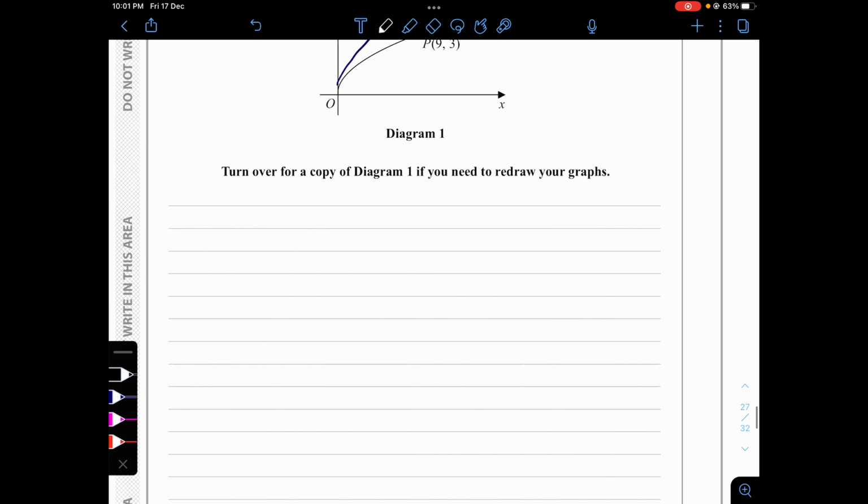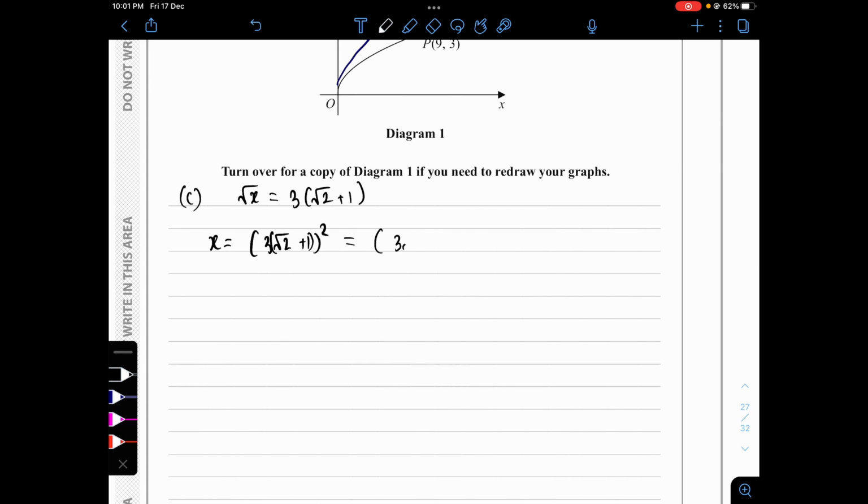Alright, so now it's part C. So we know that root x equals what? 3 root 2 plus 1. Now, so x equals 3 root 2 plus 1 whole squared. Right? Whole squared. Now, if you put this in the calculator, you're only going to get a decimal, right? So we have to expand it.